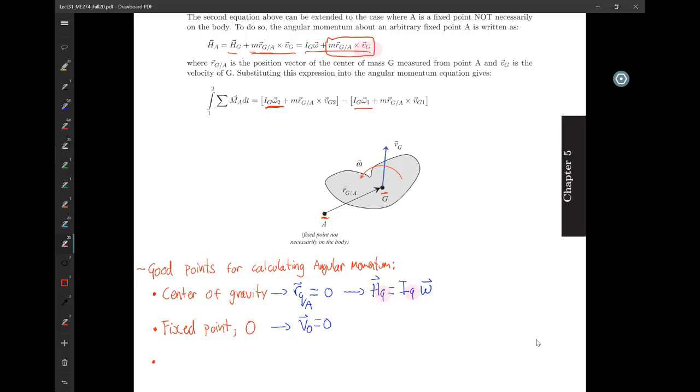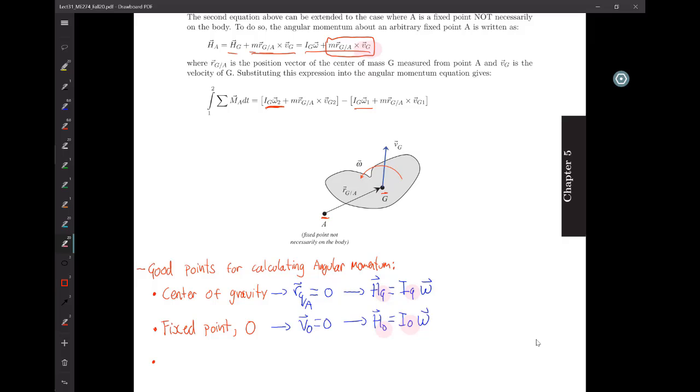then the velocity of that point is going to be 0. And then here you need to use the momentum about that point, the angular momentum that you're getting. So you're not really getting the angular momentum of the center of gravity, but you're getting the angular momentum measured from a fixed point of a certain rigid body, right?